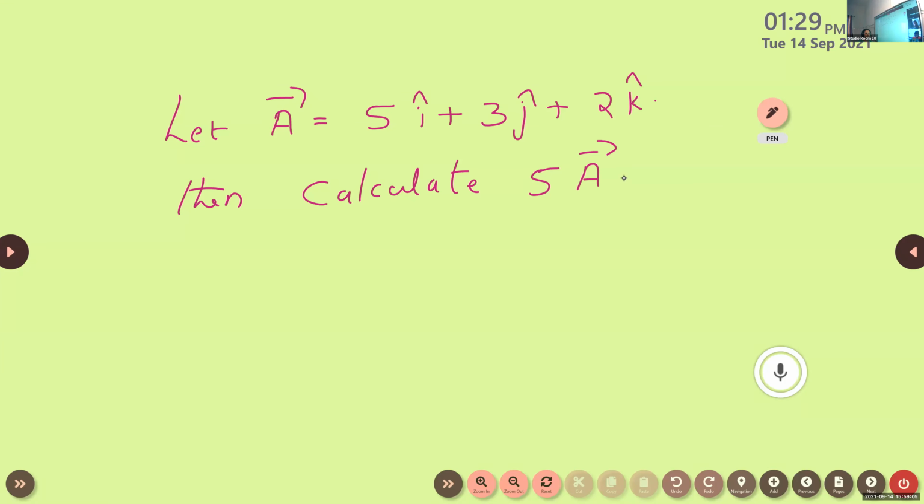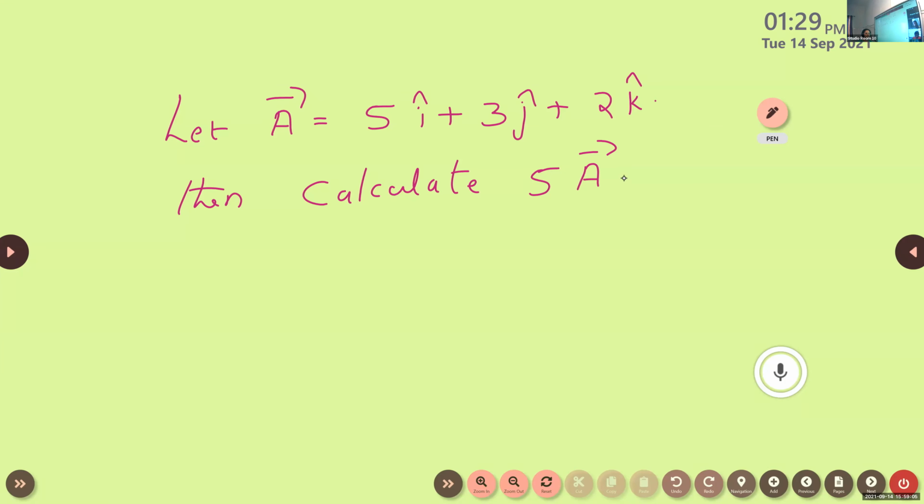The result of this dot product is a scalar quantity. That is why we call it a scalar product. The dot product is also known as scalar product because the resultant, or the product that we obtain after this multiplication process, is a scalar quantity.